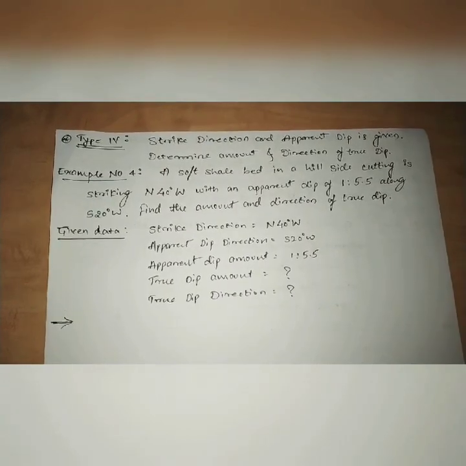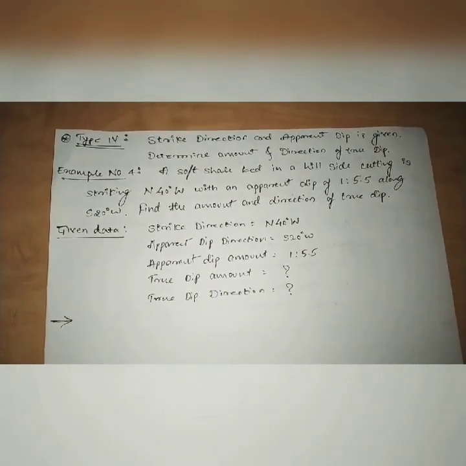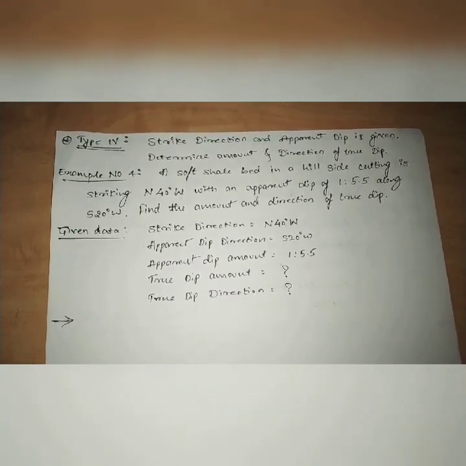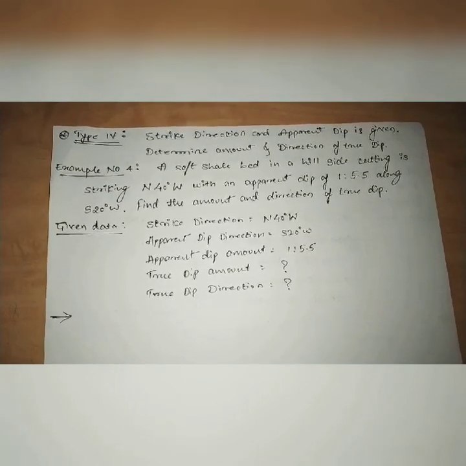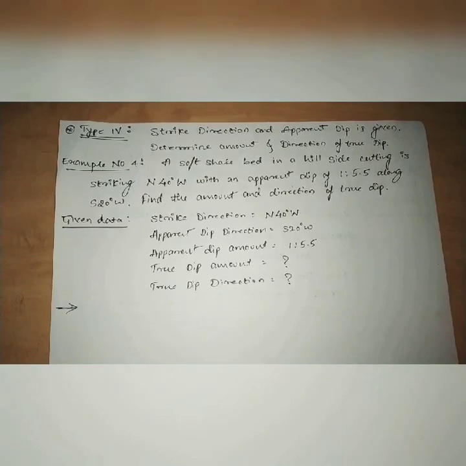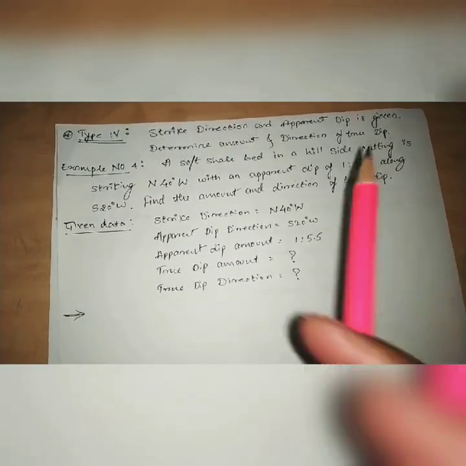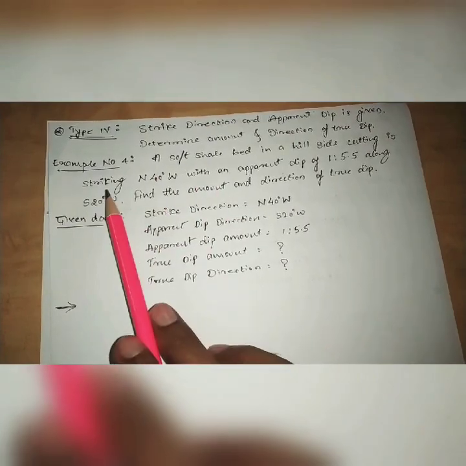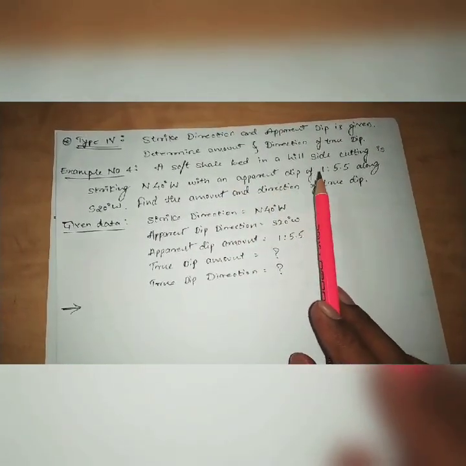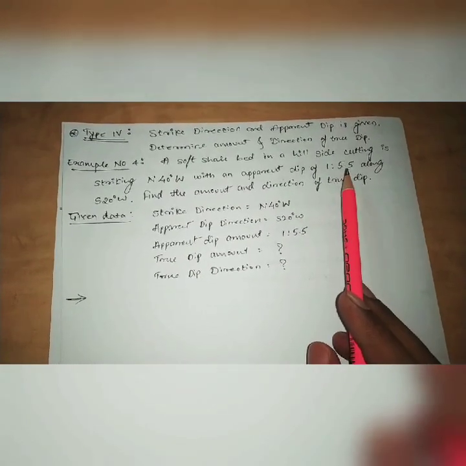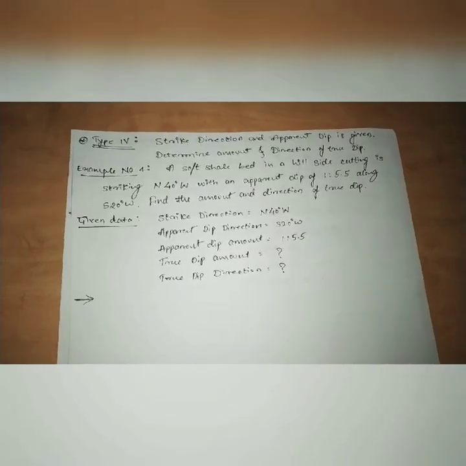A soft shale bed in a hillside cutting is striking north 40 degree west with an apparent dip of 1:5.5 along south 20 degree west. Find the amount and direction of the true dip. So here the strike direction is given: the shale bed is striking north 40 degree west. The apparent dip amount is 1:5.5, along south 20 degree west, which is the apparent dip direction. We need to find the true dip amount and the true dip direction.